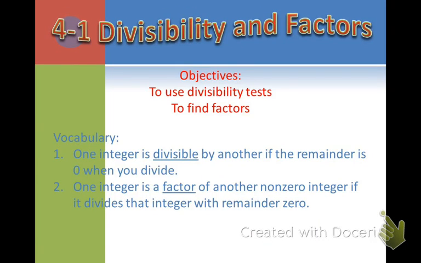Today's lesson is divisibility and factors. The objectives of today's lesson are to use divisibility tests and to find factors. Vocabulary: one integer is divisible by another if the remainder is 0 when you divide. And two, one integer is a factor of another non-zero integer if it divides that integer with a remainder of 0. So they both have to be whole numbers, no decimals involved.